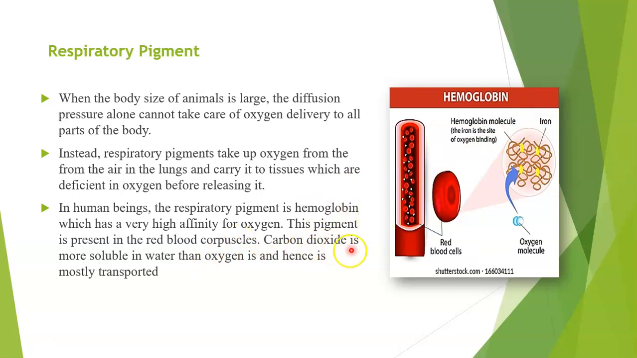Okay, जो कार्बन डाइऑक्साइड होता है is more soluble in water than oxygen and hence is mostly transported. ठीक है, मतलब कार्बन डाइऑक्साइड जो होता है वो जनरली ट्रांसपोर्ट होता है बिकॉज वो वाटर में बहुत इजीली डिसॉल्व हो जाता है. ठीक है, so that's all about this respiration. So respiration में we have studied the importance of respiration, definition of respiration, how oxygen is acquired, the mechanism of breathing, and the respiratory pigments. So I hope you all have understood this lecture.